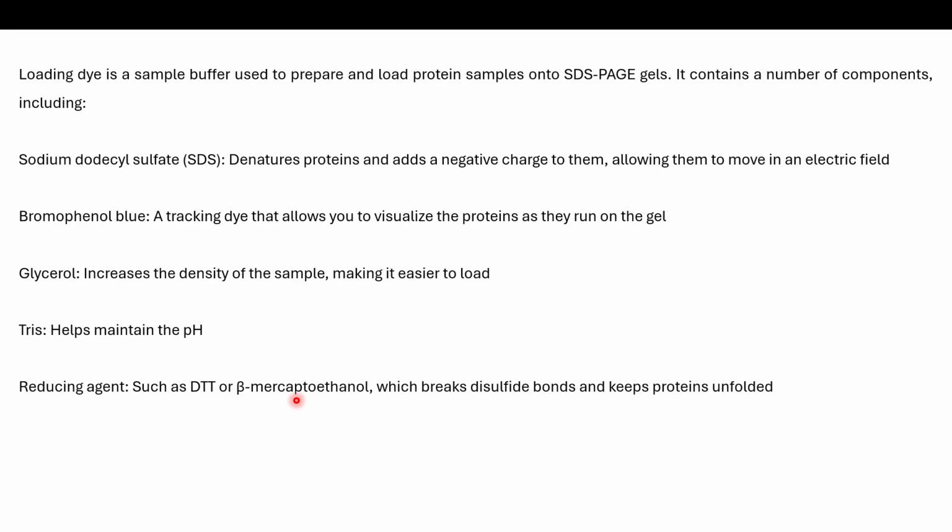Now, we will talk about the loading dye. We talked about it a bit, like we were adding SDS, we were adding reducing agent in the loading dye.